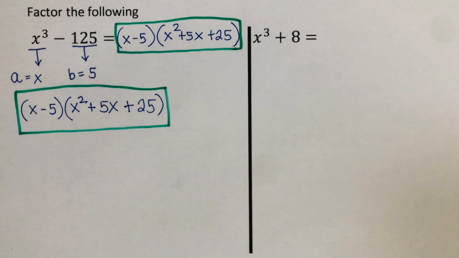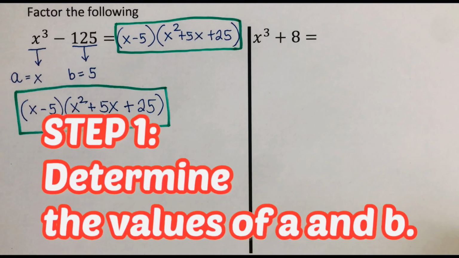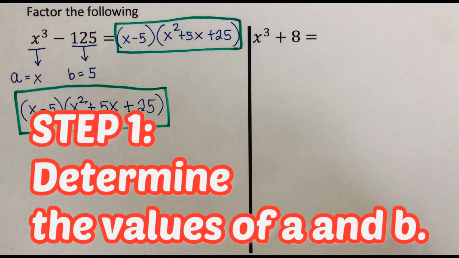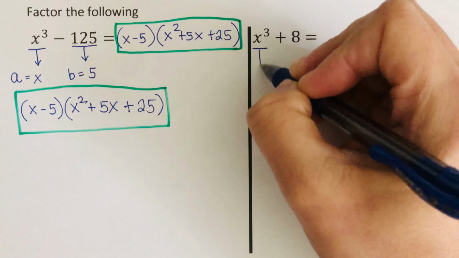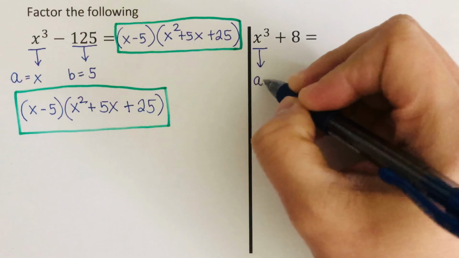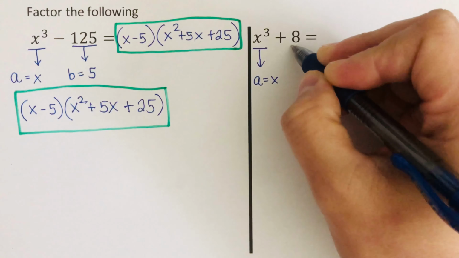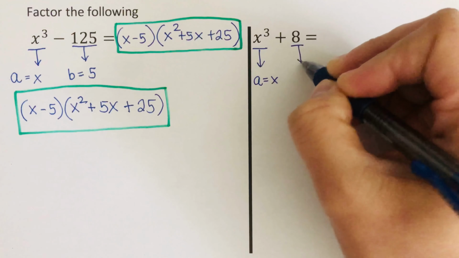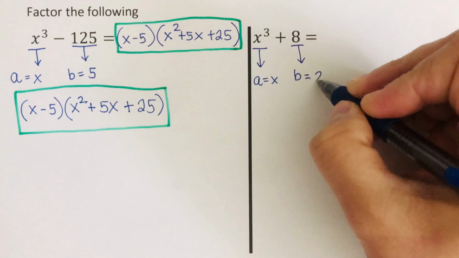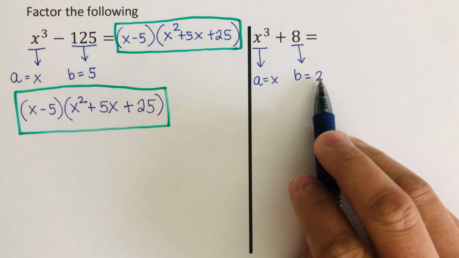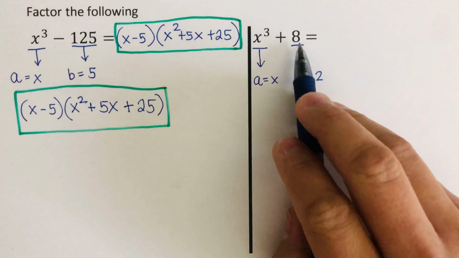Okay, so we go over the problem here. Again, the first step is to determine the values of a and b. So in this problem right here, our a, the cube root of x cubed, is actually x. So our a is x. And then we determine the cube root of 8, which is the second term, that is letter b. Cube root of 8 is 2, meaning if we multiply 2 3 times, 2 times 2 times 2 is 8.